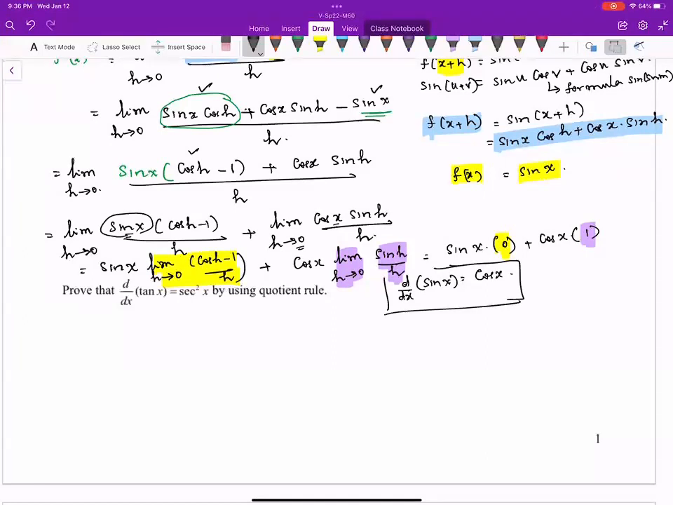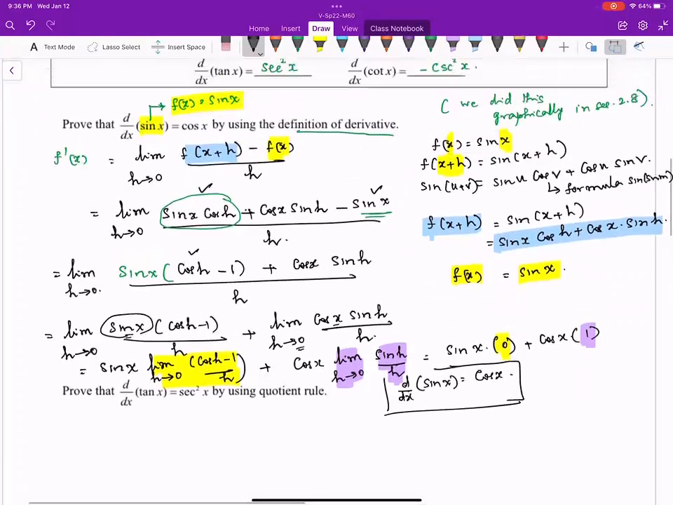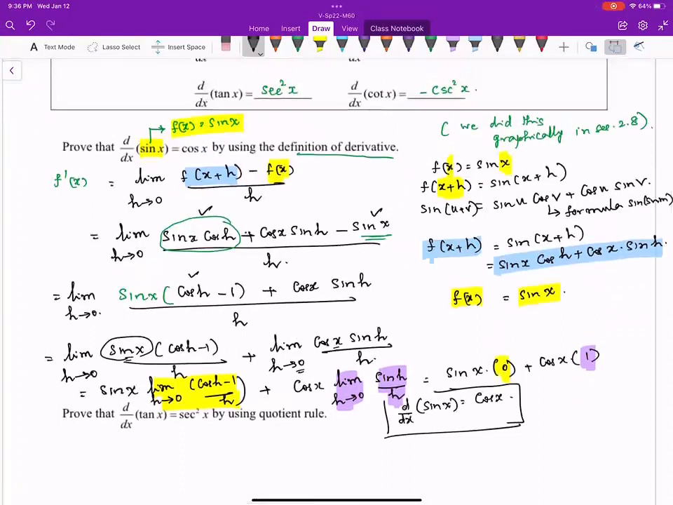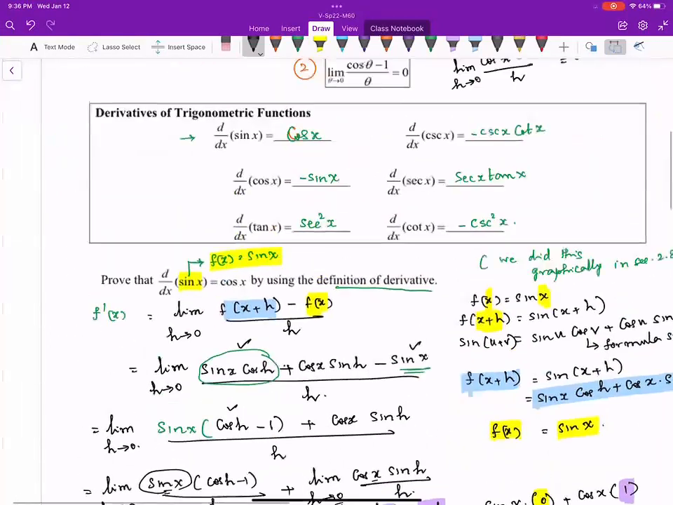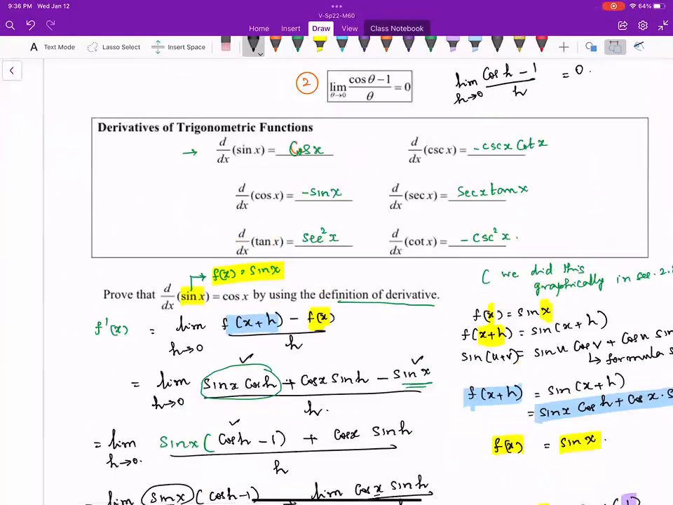Now, earlier we saw in 2.8 the graphical method. Now we are seeing it using the definition of limit method. We can actually prove the rest of them. Even derivative of cosine x equal to negative sine x can be done the same way. You may have to use a trigonometric formula for that. Cosine of u plus v, which is cosine u cosine v minus sine u sine v. That may be used here.